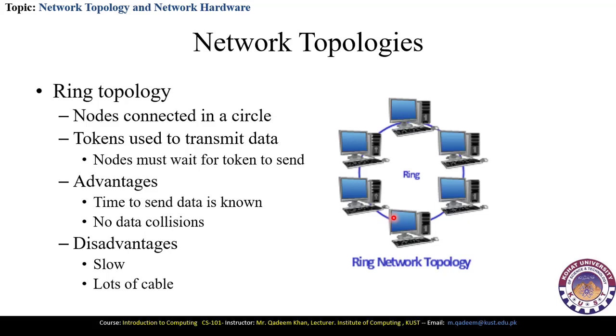Also, it has disadvantages. It is quite slow. Slow means there is no direct alternative path from this computer to this one. There are two alternatives, but no direct path here. So that's why it is slow, and lots of cables are required to create this network topology. We require two extra cables compared to the bus topology, which requires only one cable and so is quite a bit less costly. In the ring topology, you require two cables here.